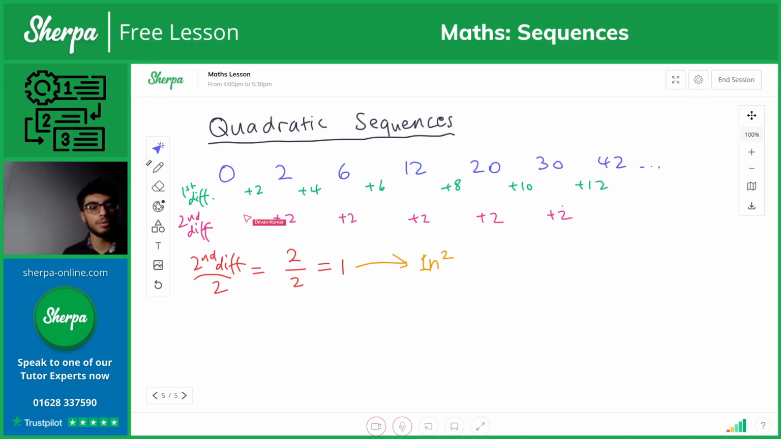Okay, so then you say, well, how is this useful? Well, this is how it's useful. We take our original sequence, 0, 2, 6, 12, 20, dot, dot, dot. We compare it to the sequence n squared.